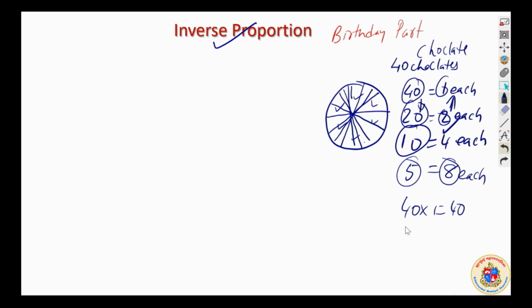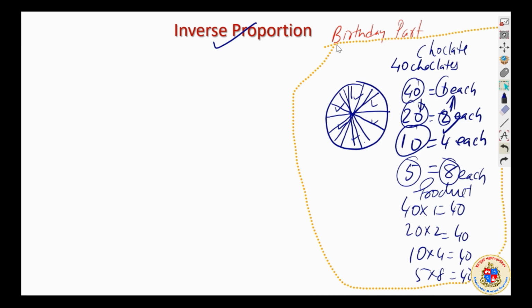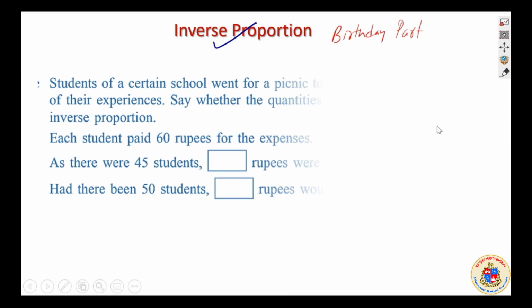40 into 1 is 40, 20 into 2 is equal to 40, 10 into 4 is equal to 40, 5 into 8 is equal to 40. That means the product is constant. Multiplication is called product. It is constant. So that is a peculiarity. Let me get into your textbook, what the textbook is talking about inverse proportion. Before that, let me remove this. Let me clean the screen. Okay, we'll see what is in the textbook.